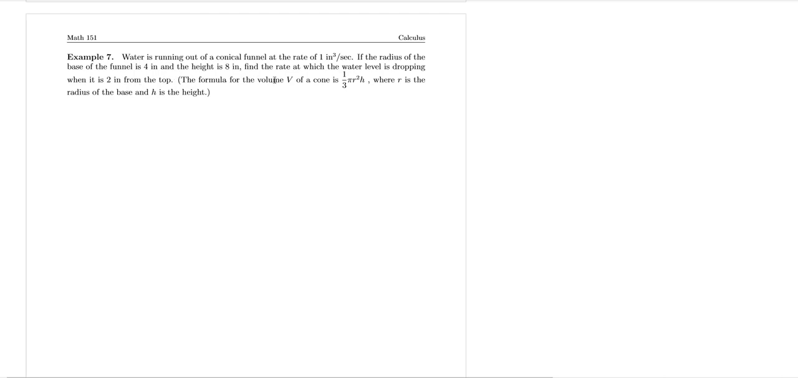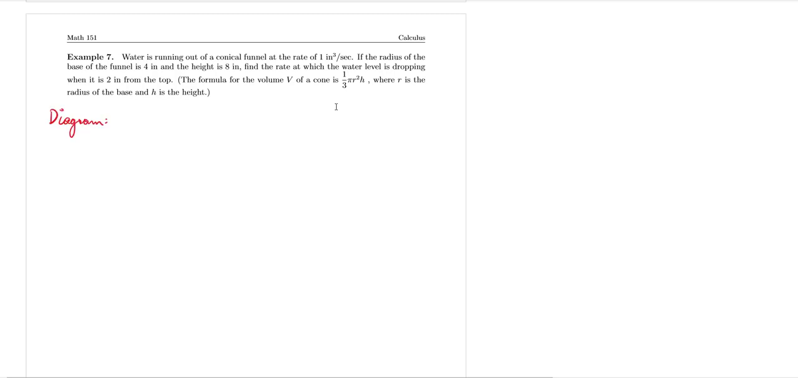Now, here's a hint. The formula for the volume of a cone is 1/3 pi r squared h, where r is the radius of the base and h is the height. Okay, so let's see. What is it that we have here? Well, we have water running out of a conical funnel at a rate of 1 inch cubed per second. Now, since we have a conical funnel, that's what I'm going to be including in my diagram.